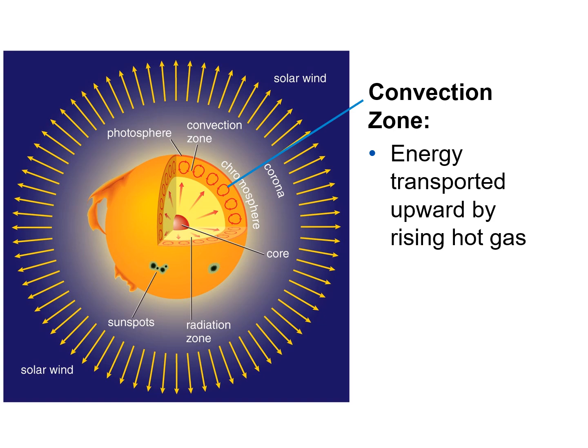Next, as we move outward, is the convection zone. This is where energy is transported upward, or we could say outward, by rising hot gas. You see it's represented in this picture by these circles with arrows. The idea here is that gases are rising towards the surface, they cool off, and then they fall back down. So they're convecting up and down.